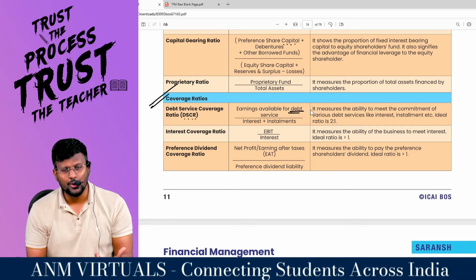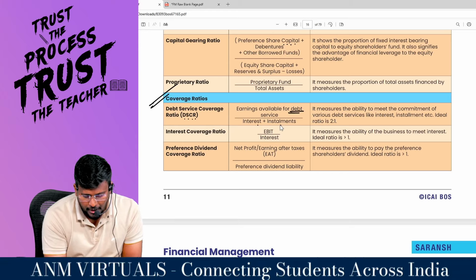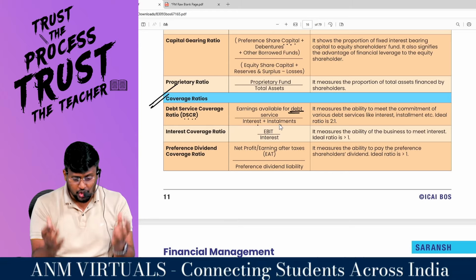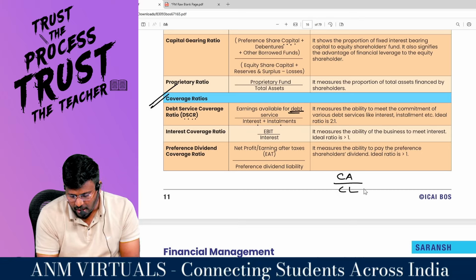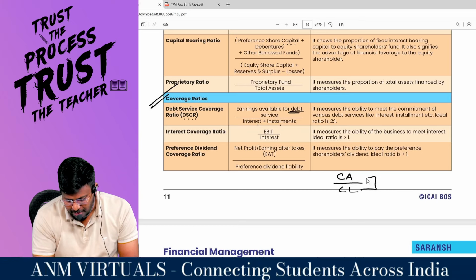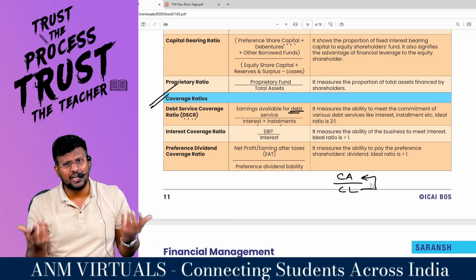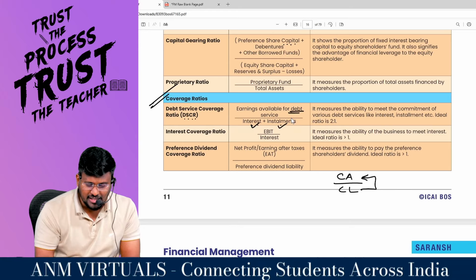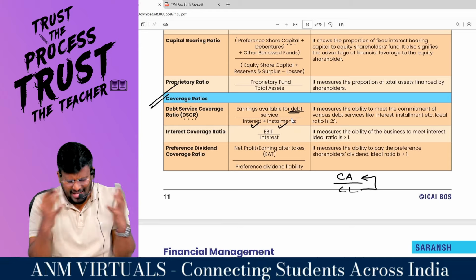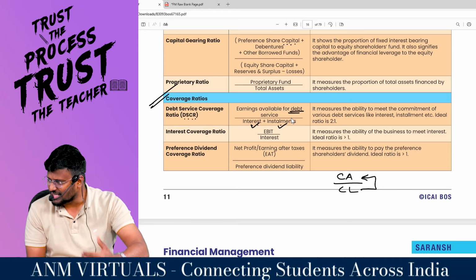To the debt holders, what should I pay? I should pay interest and installment. So how much money is available with me? The same way as current asset divided by current liability: in order to meet the current liability, how much current asset am I having? In order to meet the interest and installment, how much earnings available for debt service am I having? That's what the debt service coverage ratio is.